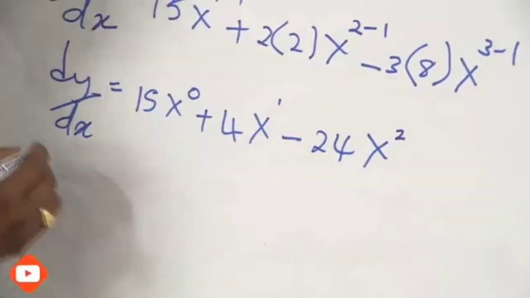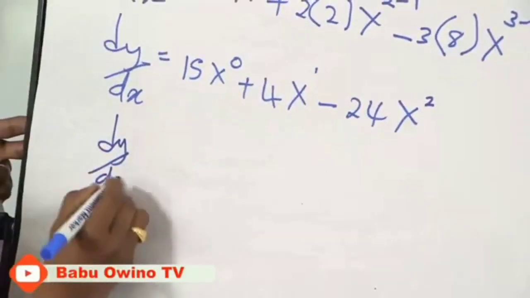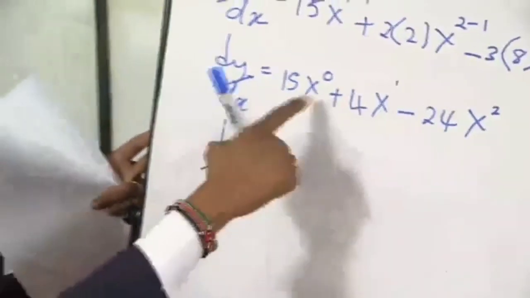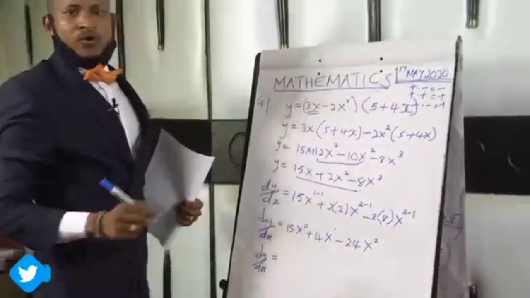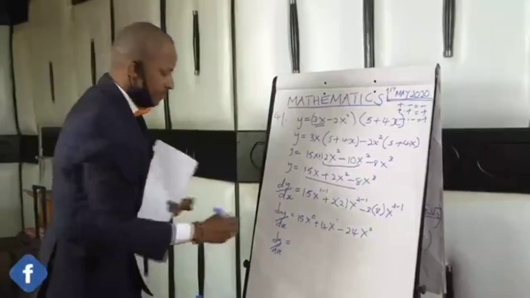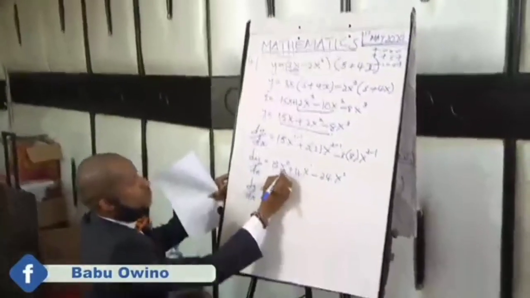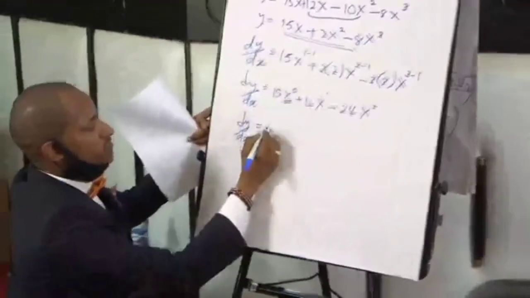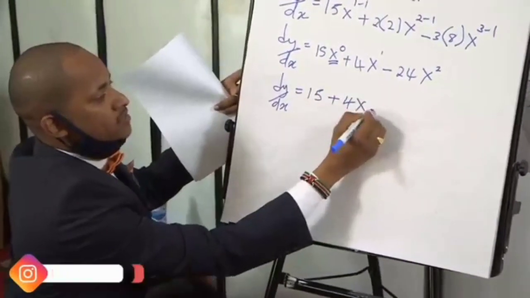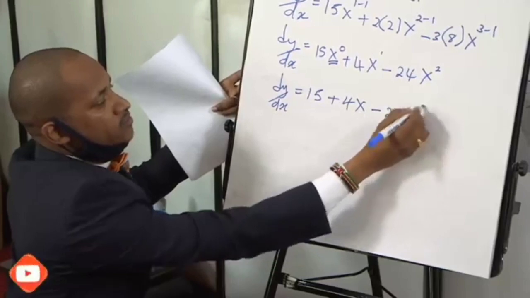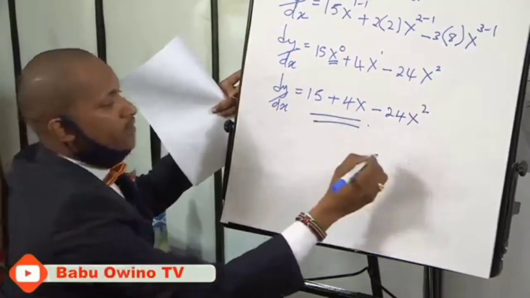So from here, any number raised to power 0 equals 1, or any letter raised to power 0 equals 1. Therefore, x raised to power 0 equals 1. So this is 15 times 1 is 15, plus 4x, minus 24x squared. This is our answer.